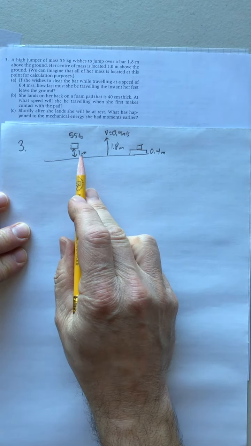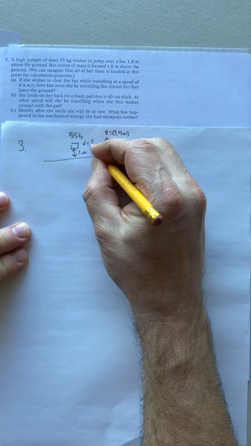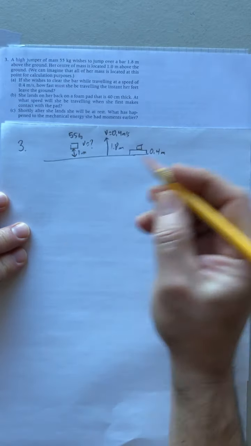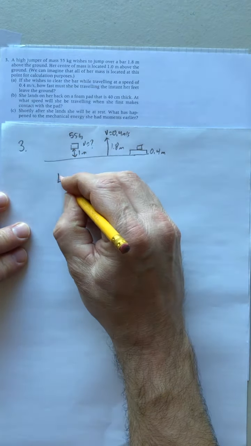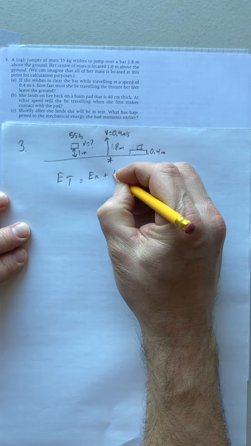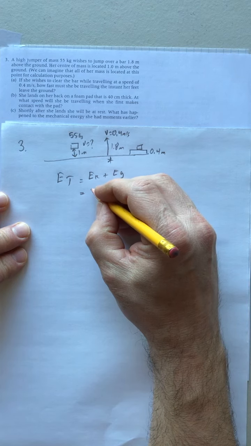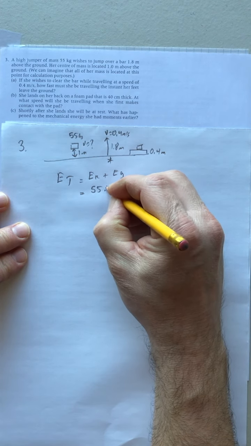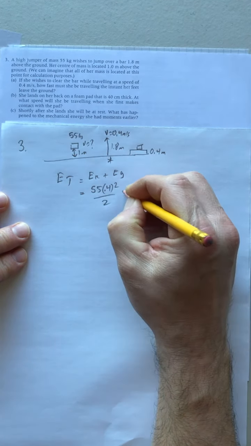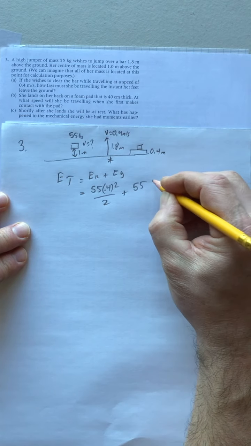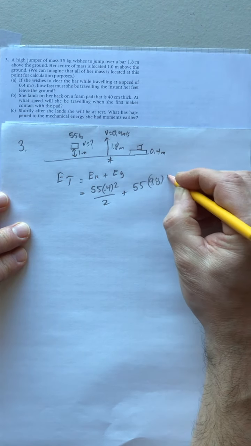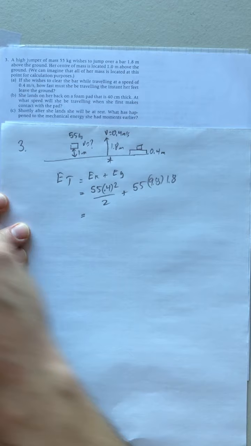In this particular question, they didn't give me the velocity at the beginning. So you need both of them. So I can still get E total, but I'm going to be looking at the middle point. E total will be EK plus EG. Looking at the middle point, we got mass, 55, velocity is 0.4, over 2, plus mass times gravity times the height. And we can figure this out.